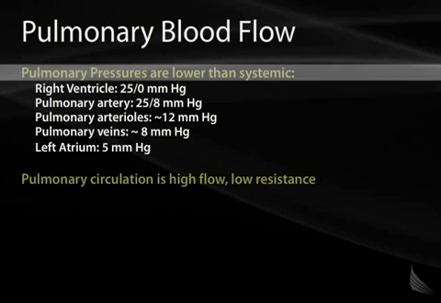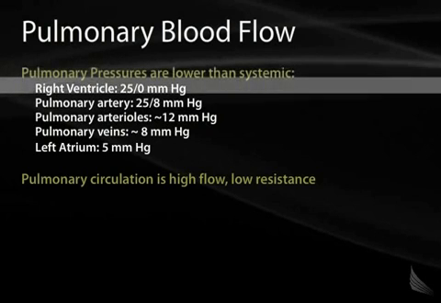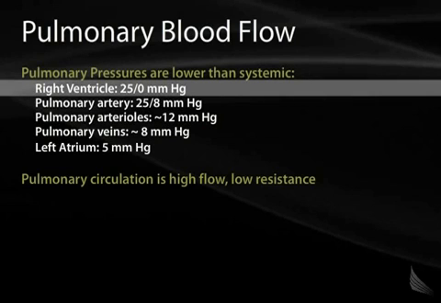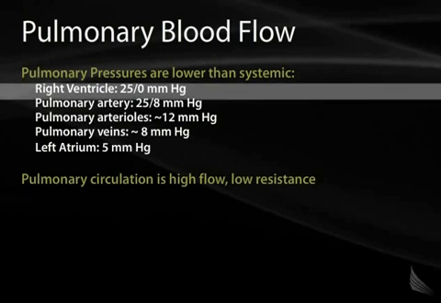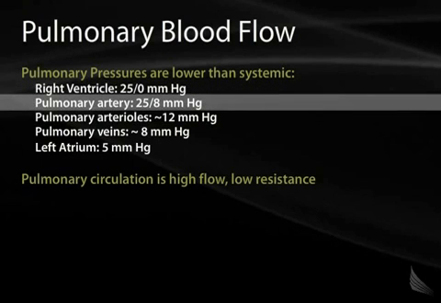Let's think about the pulmonary circulation. The pressures are lower than in the systemic circulation. The right ventricle has a pressure of about 25 in systole, 0 in diastole. Compare that to the left ventricle, it's about 120 during systole, and maybe a little bit higher, 10 during diastole. The pulmonary artery has a pressure of 25 during systole, 8 during diastole.